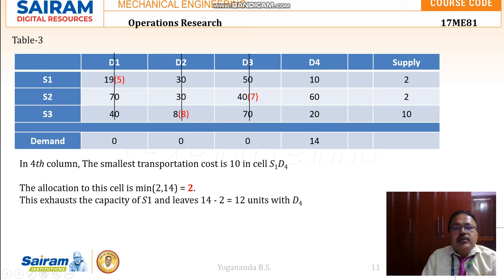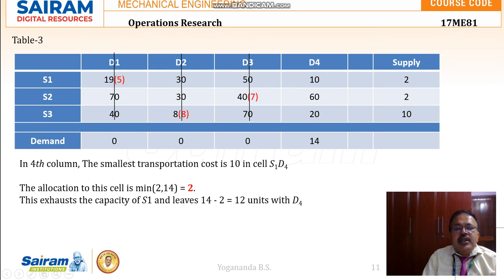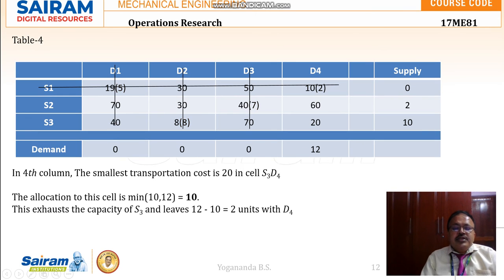Now column D4. The lowermost transportation cost is 10. Supply is 2, demand is 14. Though the requirement is more, availability is only 2. So assign this 2 to this 10. Now supply became 0. So no units are available with supplier S1. So get rid of S1 in the next table. Supply becomes 0. And out of 14 requirement, 2 are supplied. So 12 more units are needed.